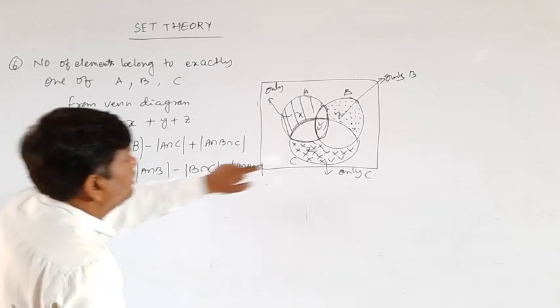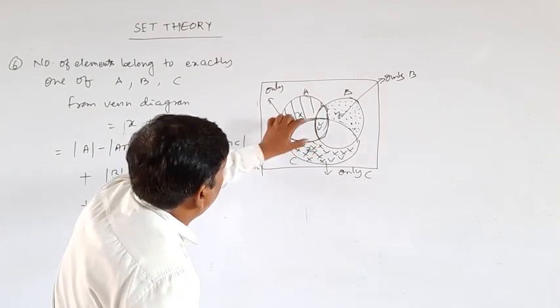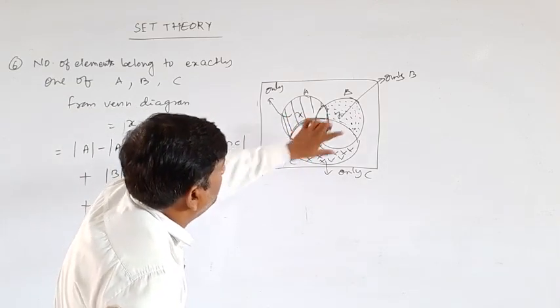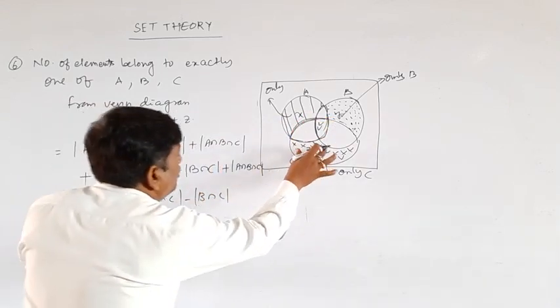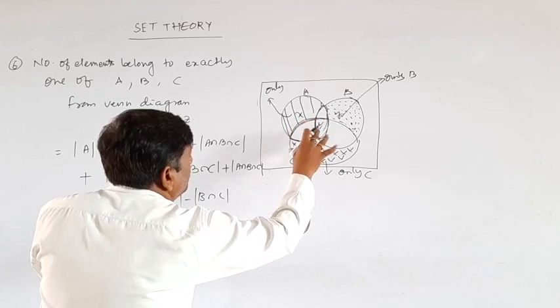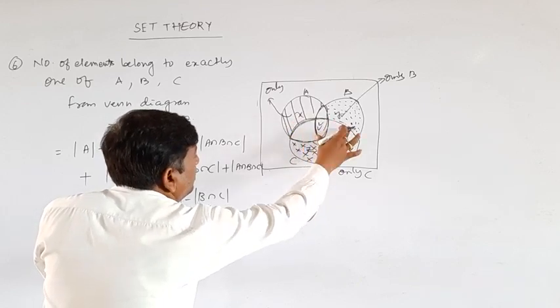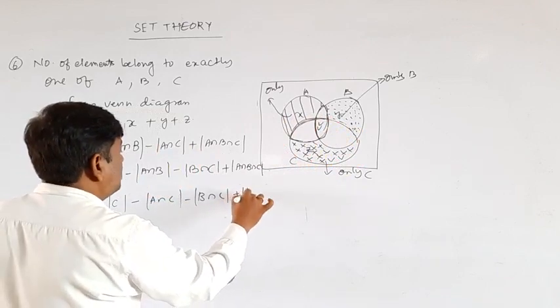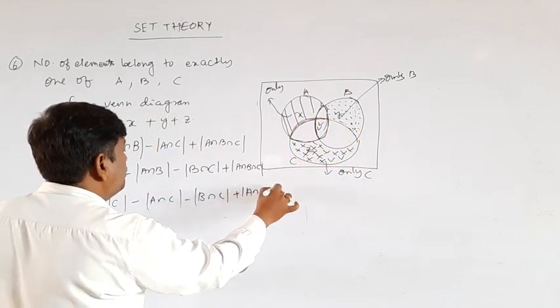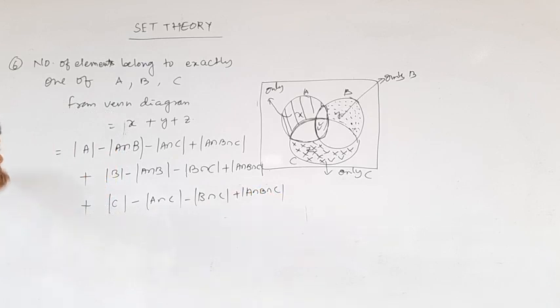This is C minus A intersection C, minus B intersection C, minus B intersection C. This region is equal to this region minus this and this. So repeated twice here, so plus what? A intersection B intersection C.